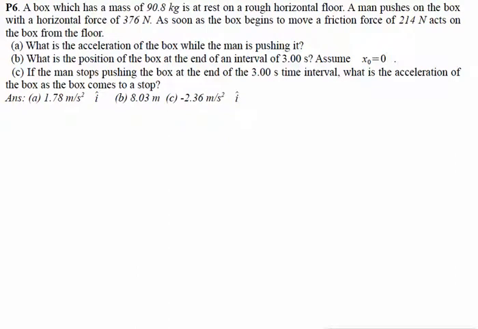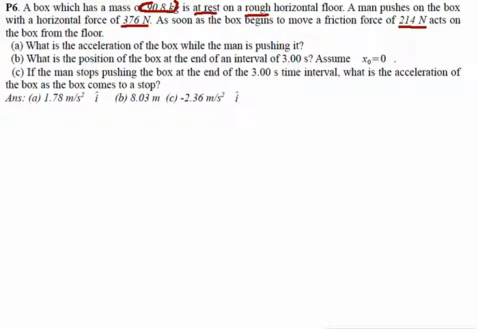Chapter 4, Problem 6. A box which has a mass of 90.8 kilograms is at rest on a rough horizontal floor. A man pushes on the box with a horizontal force of 376 newtons. As soon as the box begins to move, a friction force of 214 newtons acts on the box from the floor. A. What is the acceleration of the box while the man is pushing it?